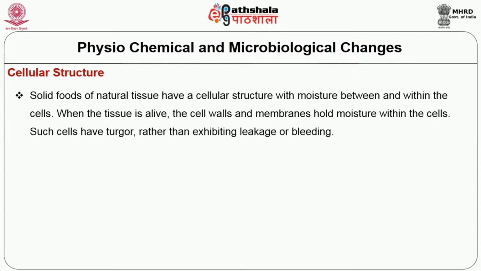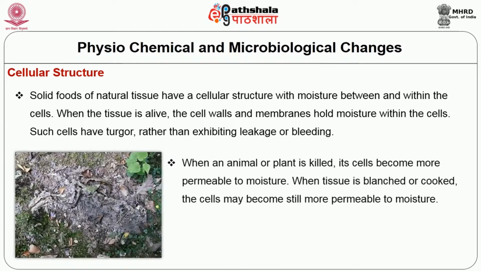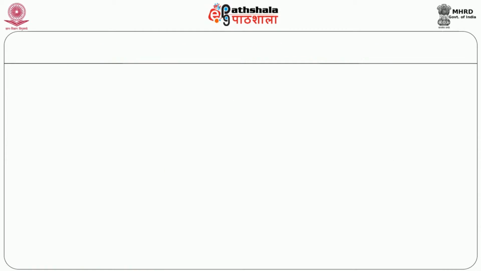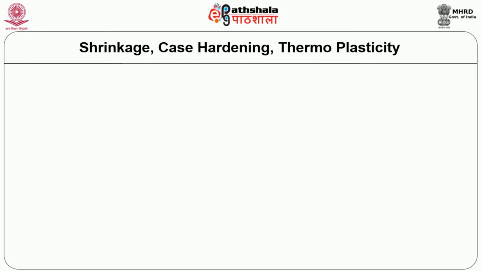Solid foods of natural tissues have cellular structure with moisture within the cells. When the tissue is alive, the cell walls and membranes hold moisture within the cells. Such cells have turgor rather than exhibiting leakage or bleeding. When the tissue is blanched or cooked, the cells may become more permeable to moisture. Generally, cooked vegetables, meat or fish will dry more easily than their fresh counterparts, providing cooking does not cause excessive toughening or shrinking. Next, we will see about changes in shrinkage, case hardening and thermoplasticity.